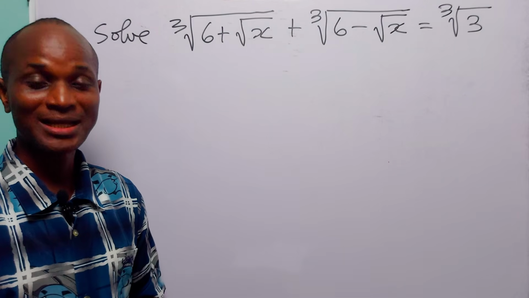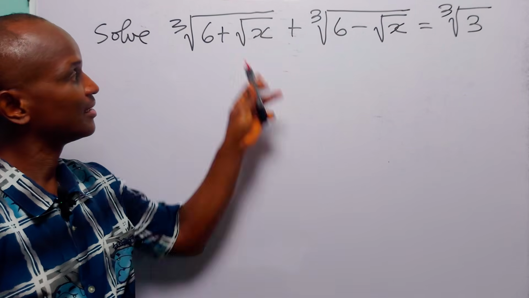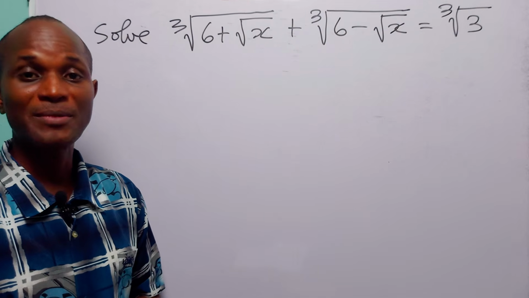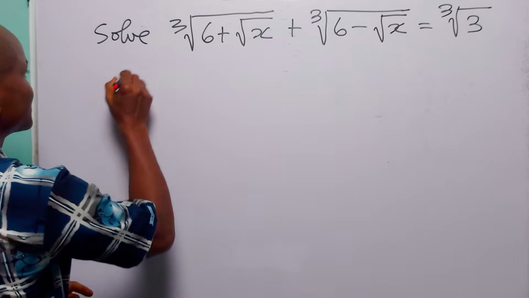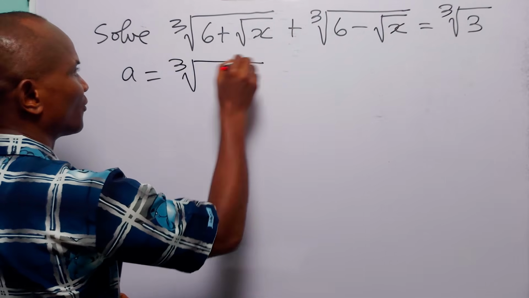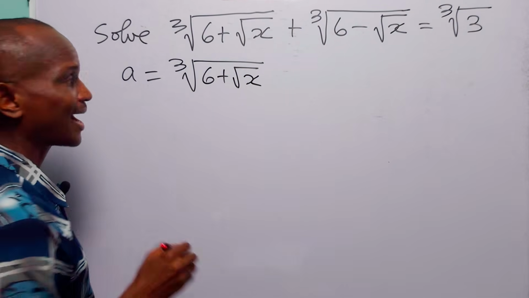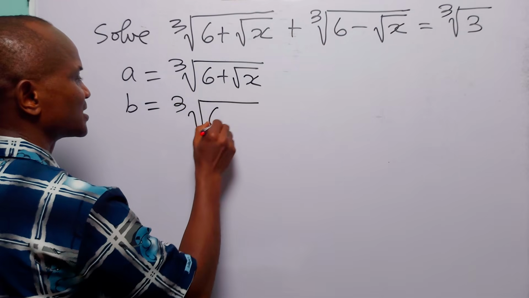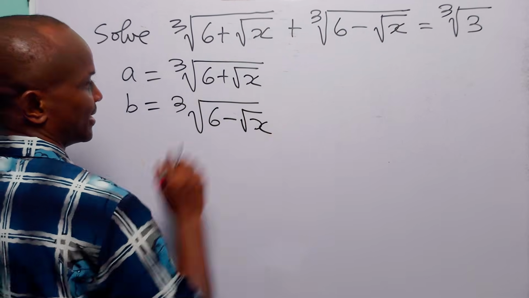Hello and welcome. In this math tutorial, our task is to find all the real values of x that satisfy this cube root equation. Now, to solve this problem, let us start with two substitutions. Let a be equal to the cube root of 6 plus root x, while b is equal to the cube root of 6 minus root x.